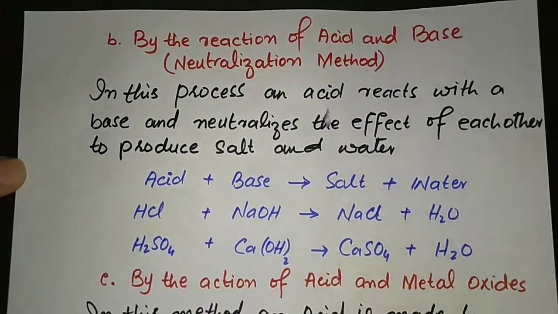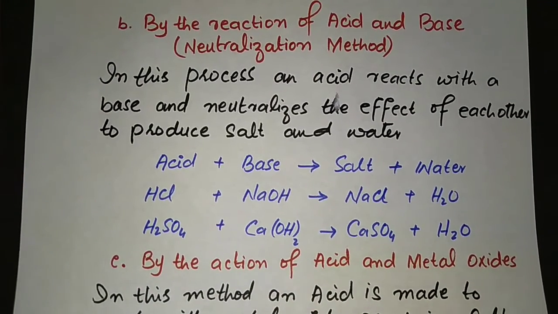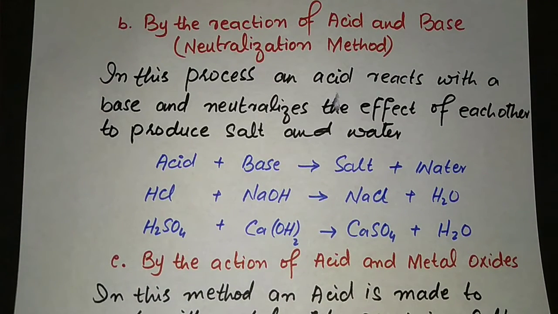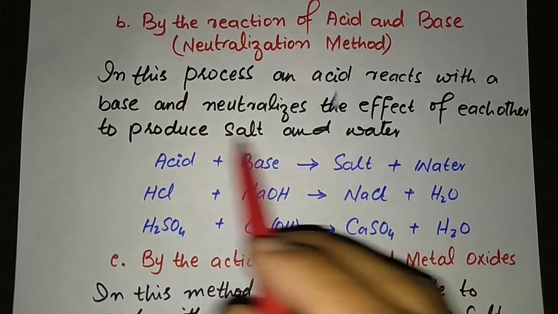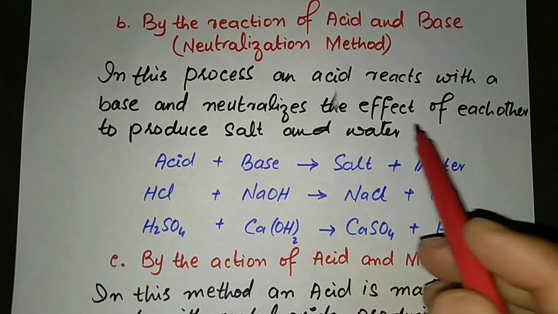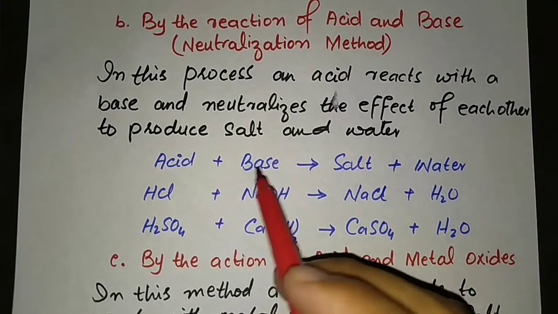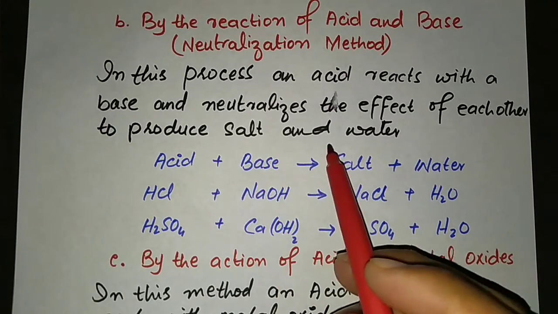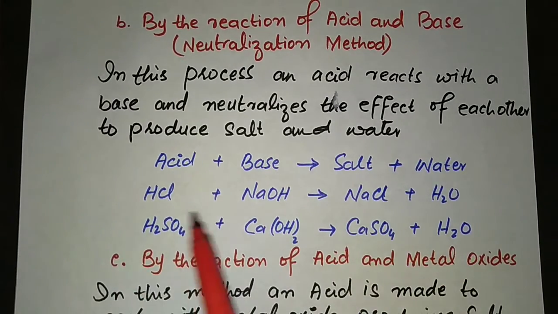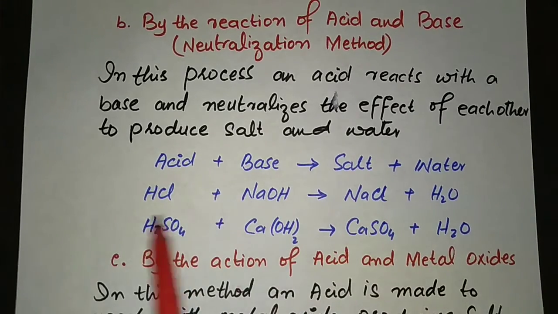The second method is by the action of acid and base. This is a common process, also known as the neutralization method. In this process, an acid reacts with a base and neutralizes the effect of each other. Both acid and base neutralize the effect of each other and produce salt and water. For example, acid plus base gives salt and water.